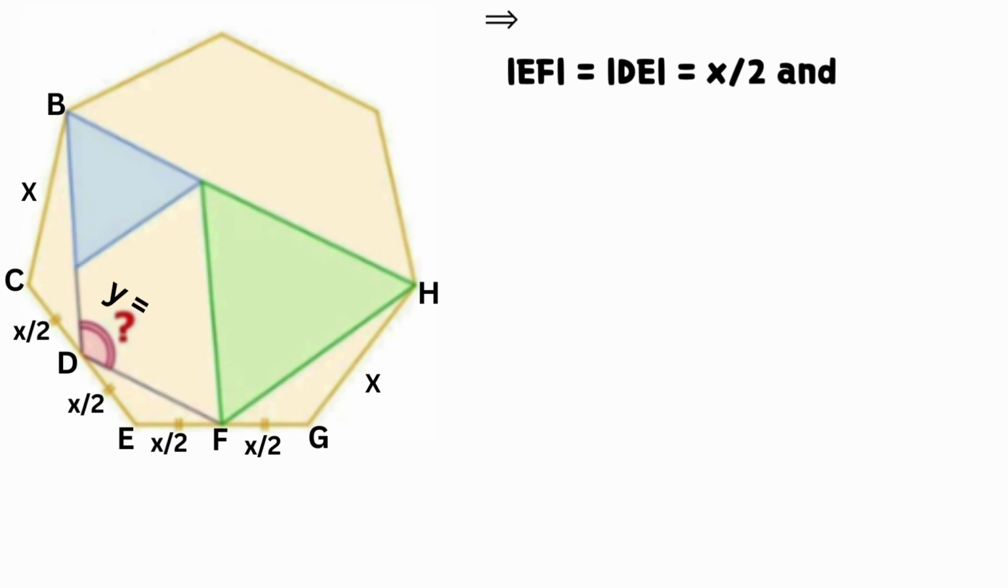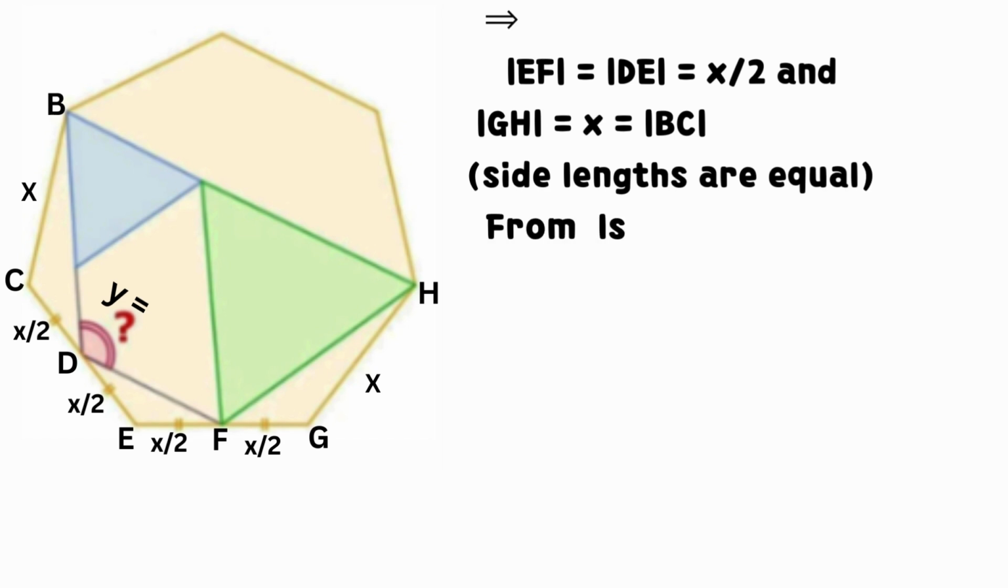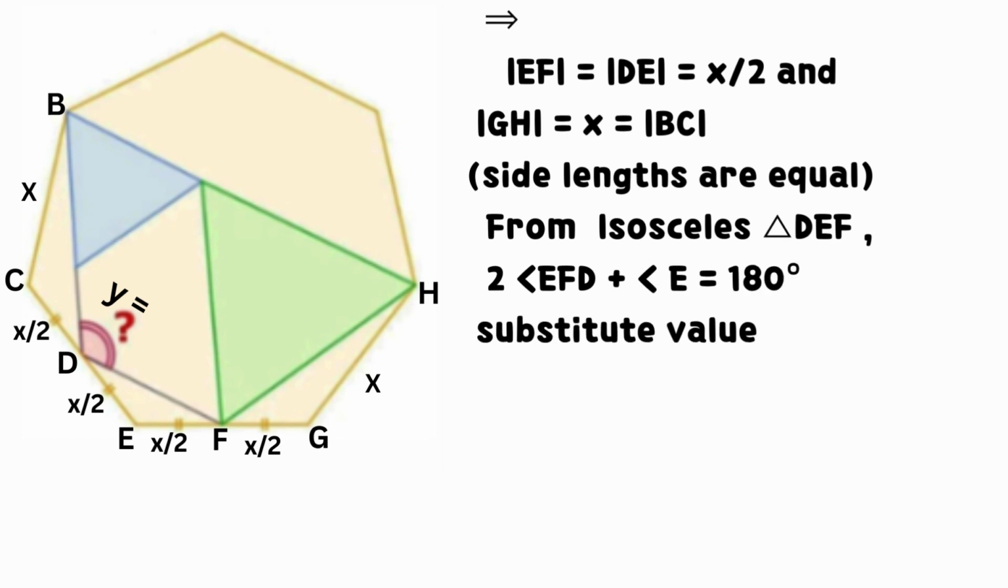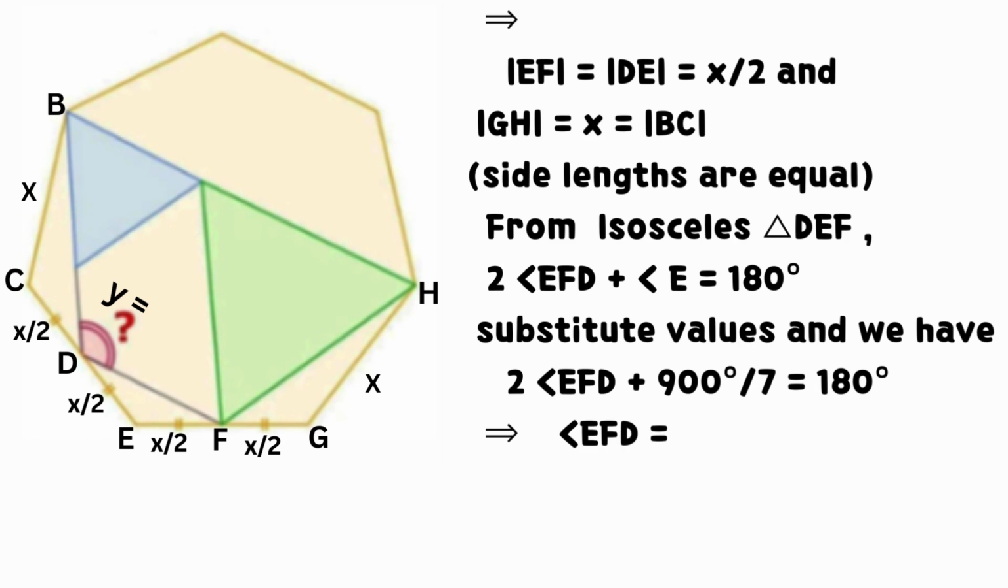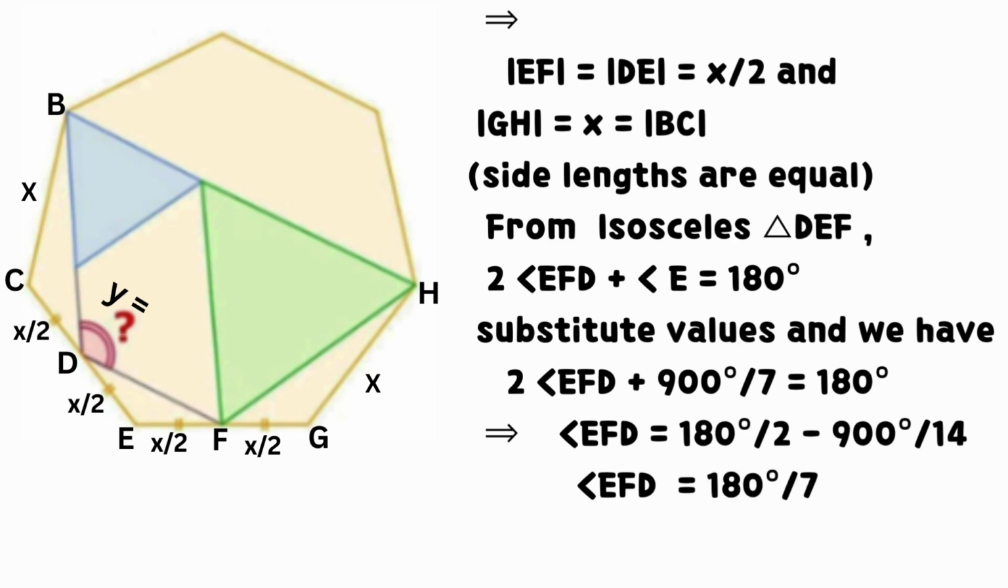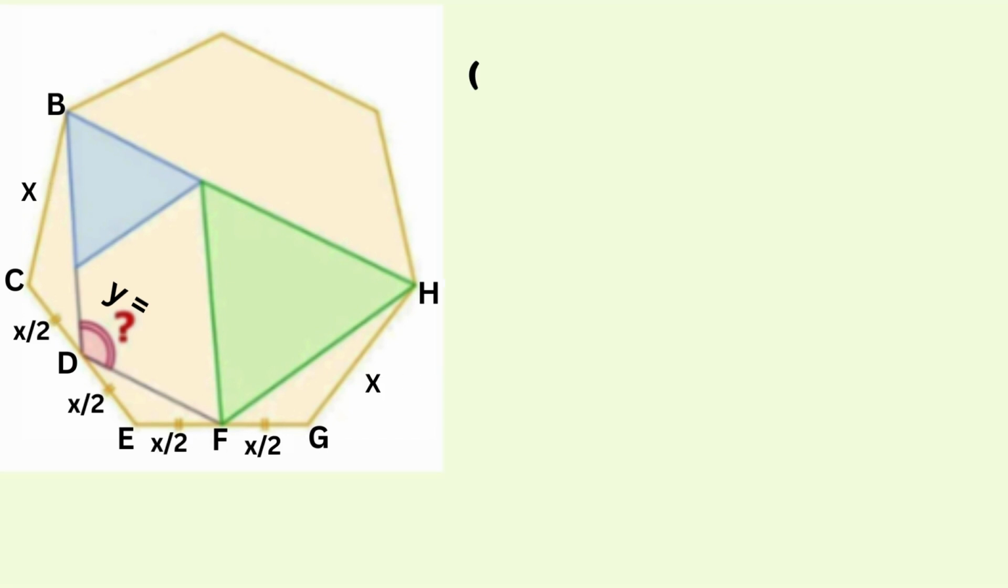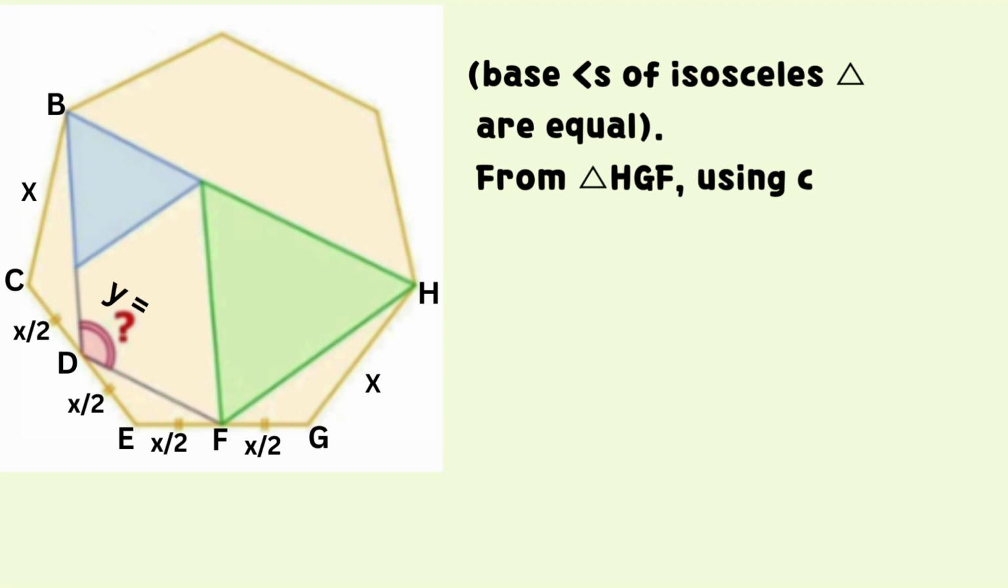It implies that line EF equals line DE, which equals X divided by 2, and line GH equals X, which equals line BC. From isosceles triangle DEF, the sum of 2 times angle EFD and angle E equals 180 degrees. Substitute values and we have that angle EFD equals 180 degrees divided by 7. Base angles of an isosceles triangle are equal.